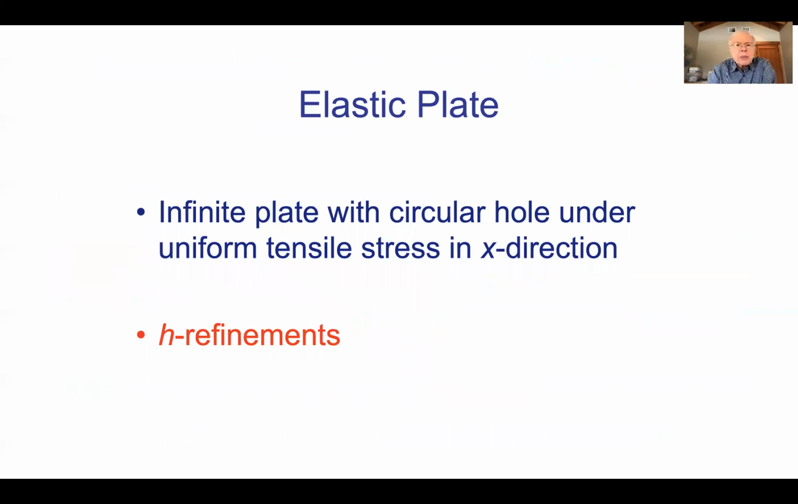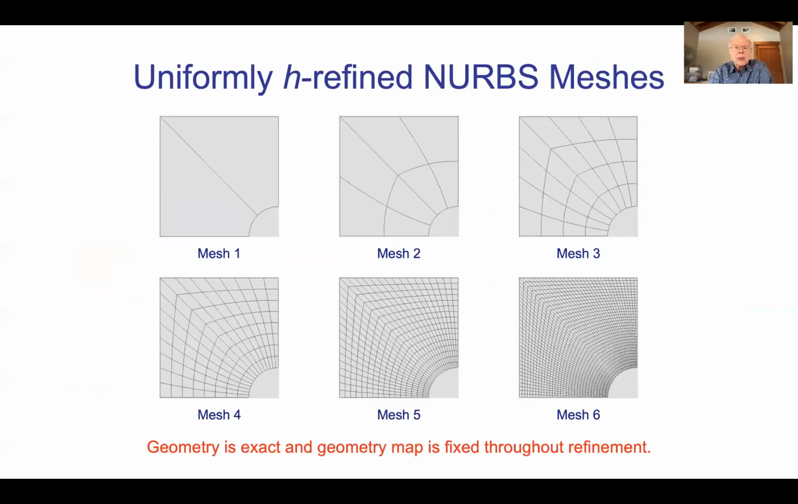Okay, so let's look at an example. An elastic infinite plate with a circular hole under uniform tension in the x direction of magnitude 10. And we'll look at h-refinements to start. And this is just a square domain, consisting of two elements. This is a circular hole, not an approximation, it's exact. We're using NURBS here. And then we have just bisection refinements, as you see here. So the geometry is exact and it's fixed throughout the refinement.